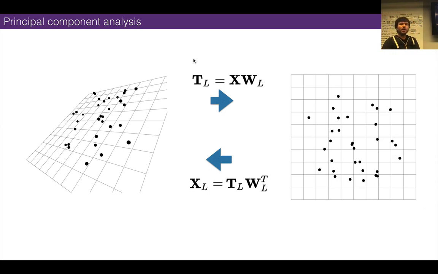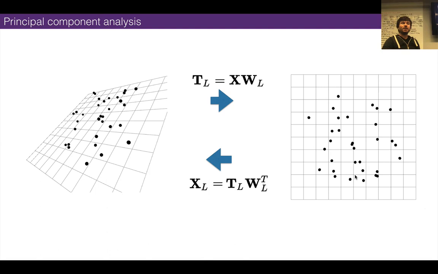And then we can remove the columns of T, as many as we want, and then we get a smaller version of this. Now, the important thing to note is that this process you can invert, right? If you take the inverse matrix of W and move it to the other side, we get a way of reconstructing X from T. So we can go from this to this and then go back again from this to this.